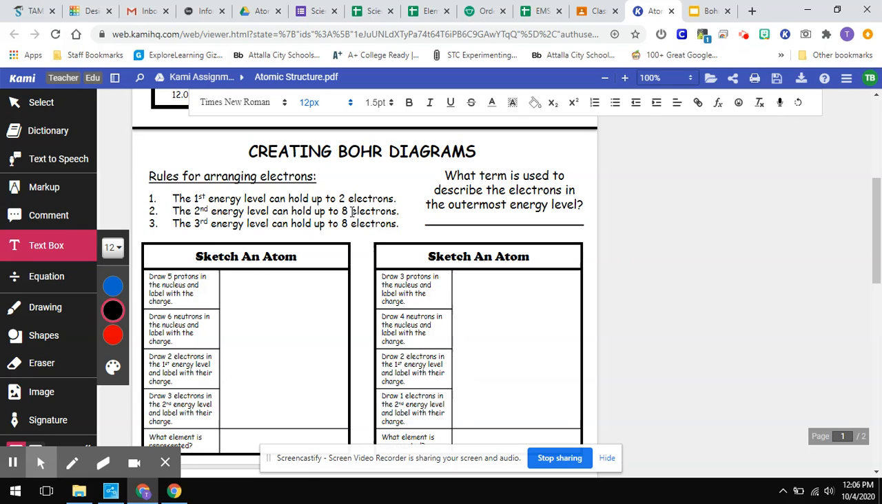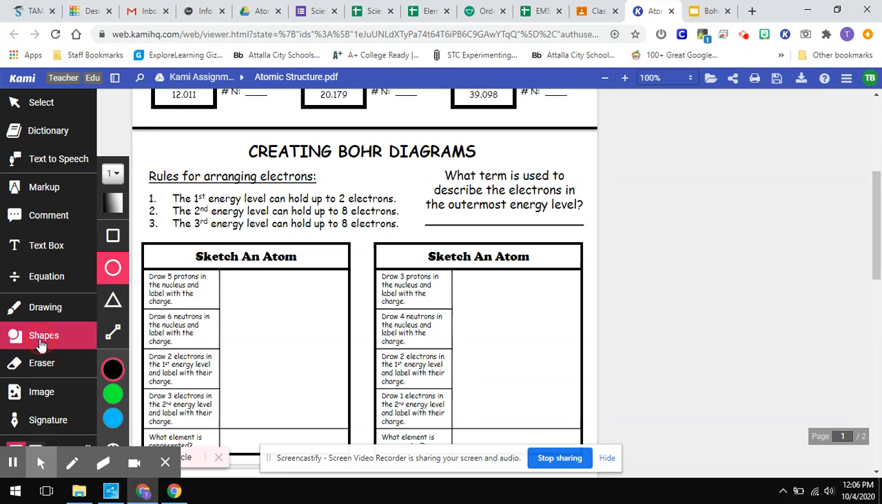It is not full until it has 8 on it. So you would never have a third energy level unless you had at least 11 electrons, because 2 plus 8 is 10. And then if we went on and we had an 11 to 18, those would exist on a third energy level. I'm not going to try to sketch these, but just for help for you, I would use shapes and use circles and drop them and pull them to do these.